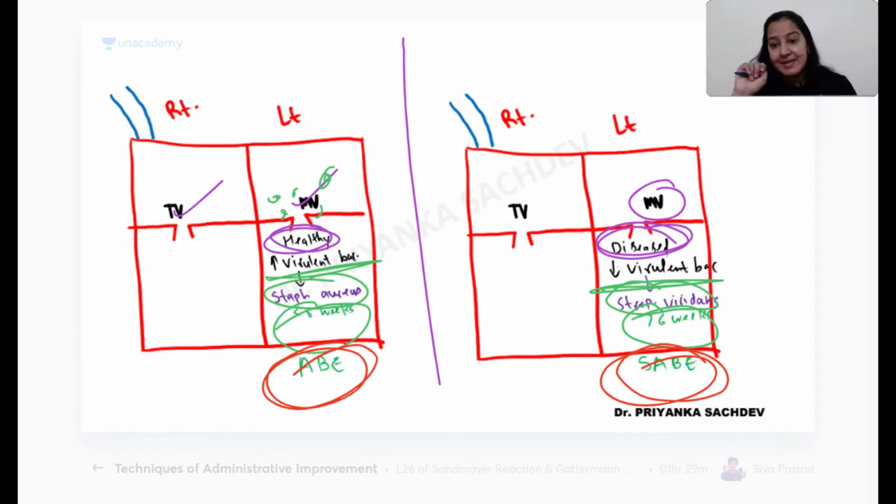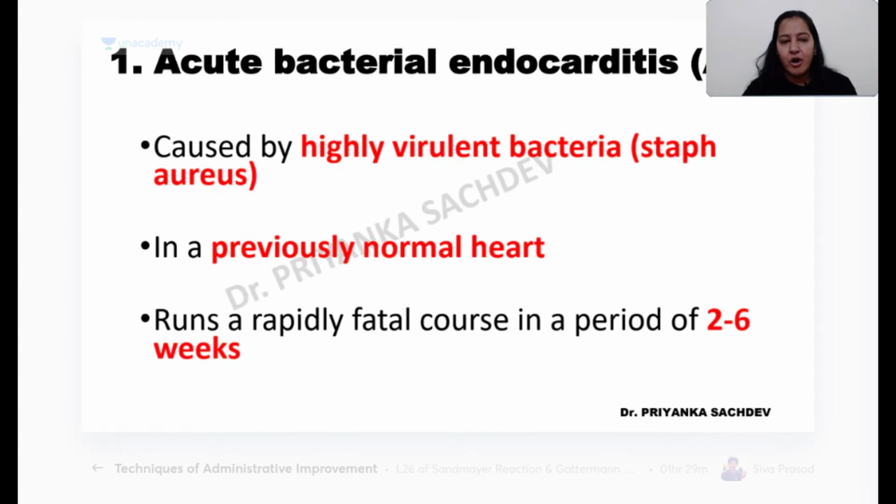Just reverse, in SABE, subacute bacterial endocarditis, once the bacteria enters the body, just suppose in my body, it will take more than 6 weeks to cause vegetations. Bacteria is less virulent, that is Streptococcus viridans. And here the heart walls are already damaged, already diseased. Say yes or no. Give me a thumbs up if you got it.